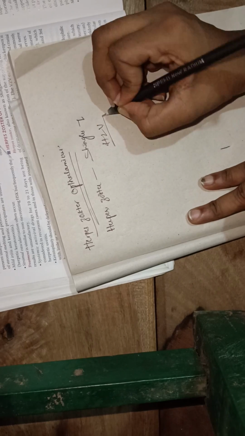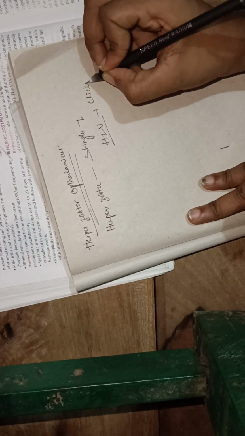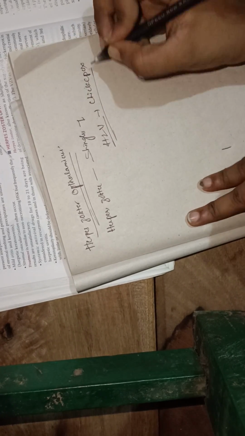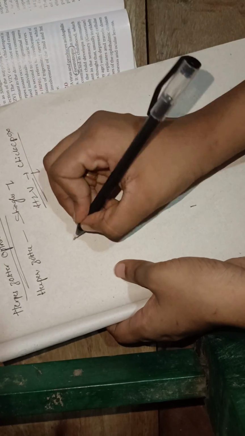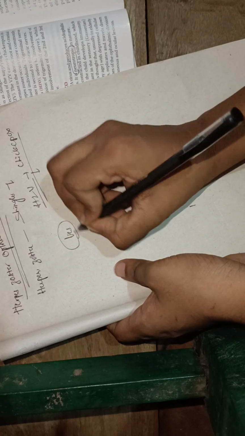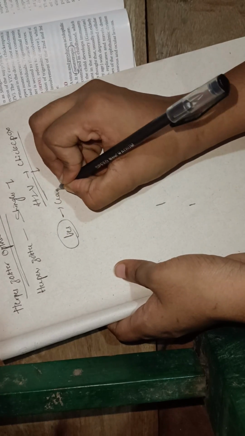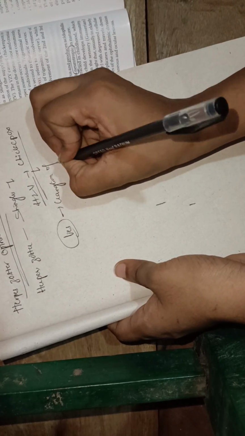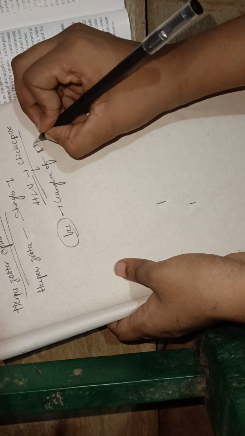Generally the herpes zoster virus causes chickenpox. Where does it lie after recovery? This herpes zoster virus lies in the ganglions of the fifth cranial nerve. It is in a dormant state, in the dormant stage of the ganglion of the fifth cranial nerve.